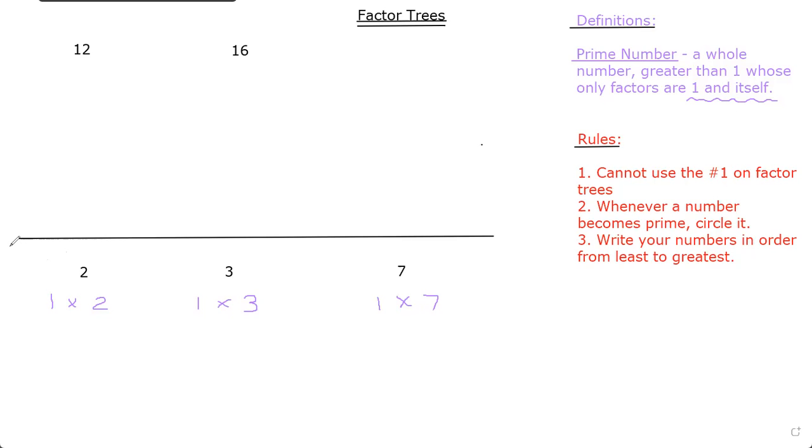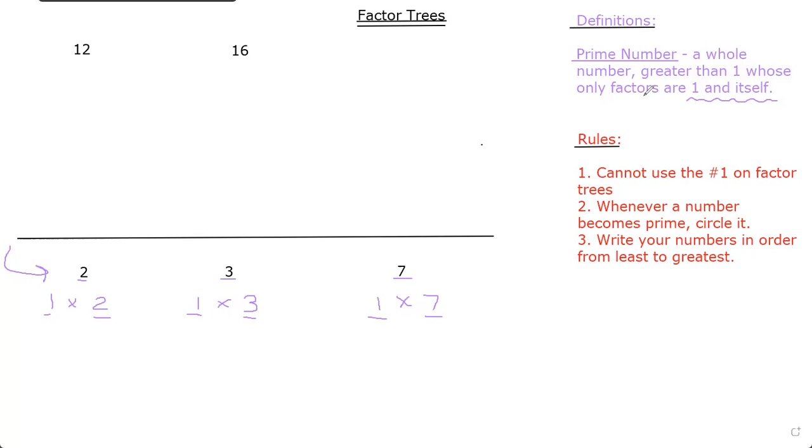So we're going to look down here at these bottom numbers. These are all considered prime numbers, the number 2, the number 3, and the number 7. As you can see, their only factors are one and itself. That means the only way to get the answer 2 is 1 times 2. Now, if we look at 3, the only way to get to 3 is 1 times 3, and the only way to get the answer 7 is 1 times 7, therefore meeting the rule for prime numbers. A whole number greater than 1 whose only factors are 1 and itself.